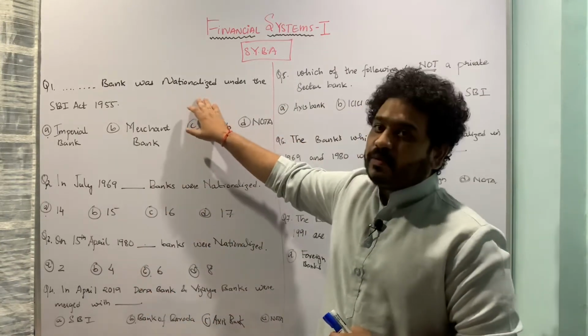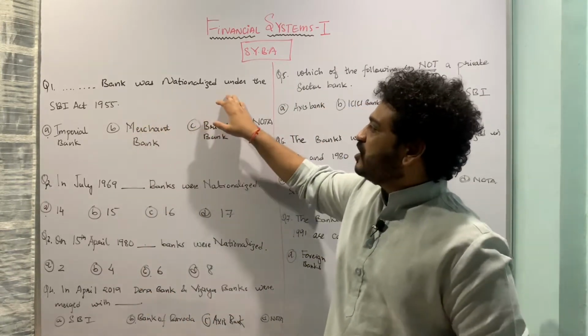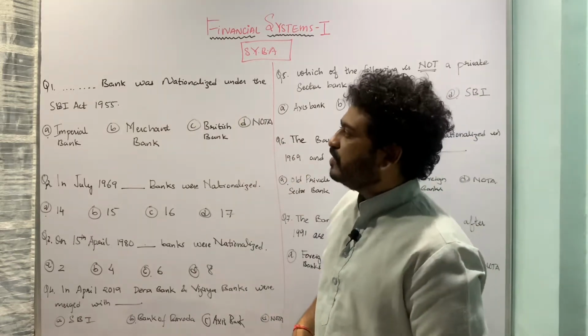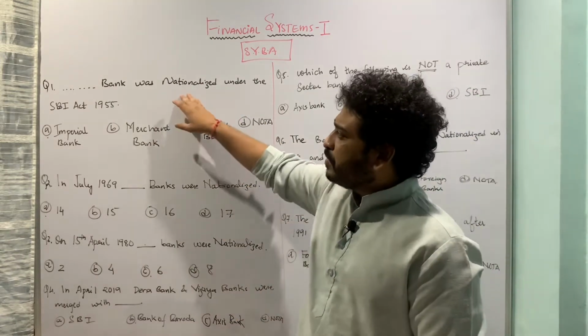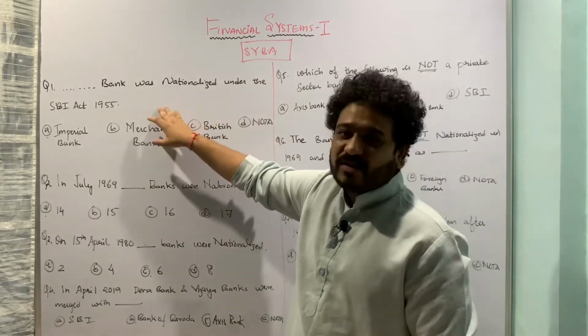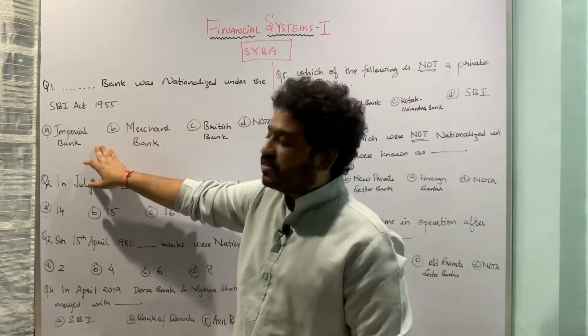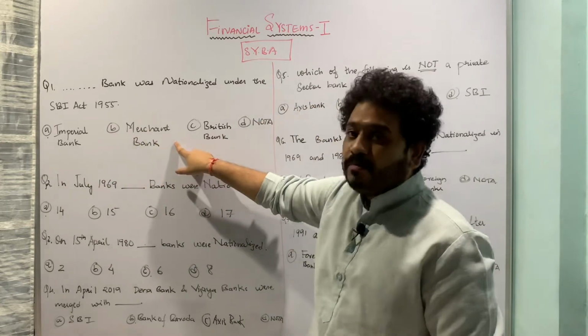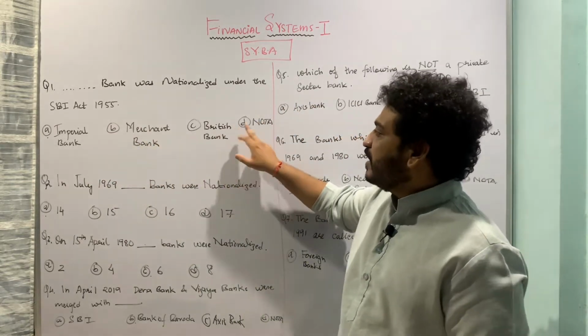The first MCQ is: Dash Bank was nationalized under the SBI Act of 1955. So we have to guess which bank was nationalized under the SBI Act of 1955, and the underlying options are Imperial Bank of India, Merchant Bank, then British Bank, and none of the above.